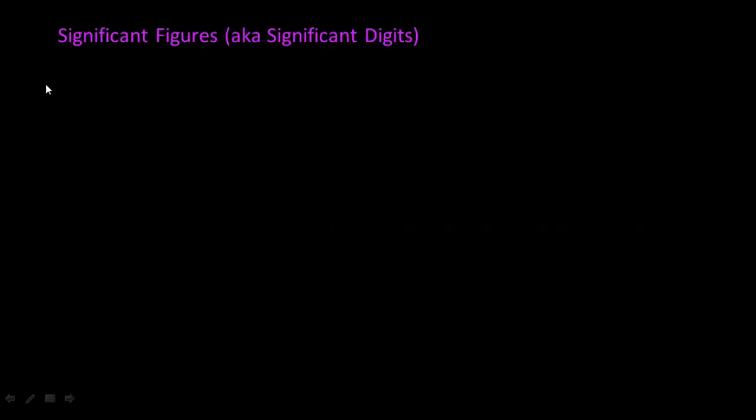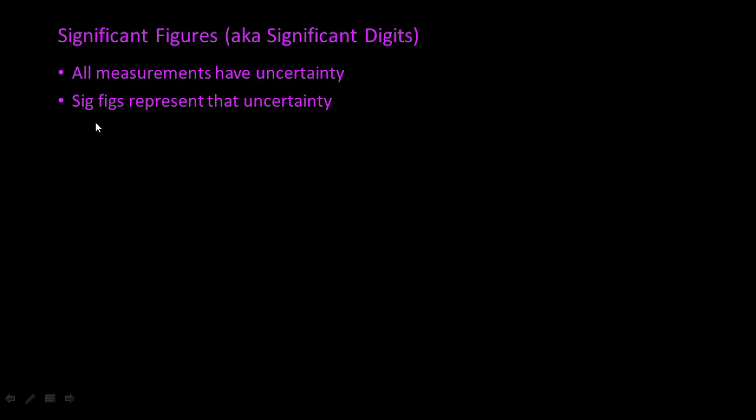Let's move on to significant figures. It's also known as significant digits, and we deal with this in science class but not with math class, and here's why. All measurements have uncertainty, and remember, in science our numbers usually are measurements, so it doesn't matter how careful you are taking the measurement or how expensive or precise your measuring device is, there will always be uncertainty in the numbers. Sig figs represent that uncertainty.